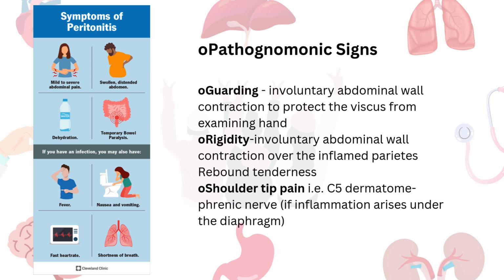Then there would be rigidity, which is involuntary abdominal wall contraction over the inflamed parietes, and the rebound tenderness. What is rebound tenderness? When you are placing your hand to palpate, the pain won't be produced, but whenever you are leaving your hand, the pain would be produced after you left your hand from the palpation. So that's called rebound tenderness. Then there is the shoulder tip pain if the C5 dermatome is involved. If there is a localized tenderness of the subphrenic space, it could lead to the irritation of the phrenic nerve.